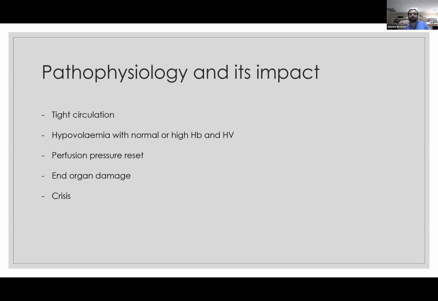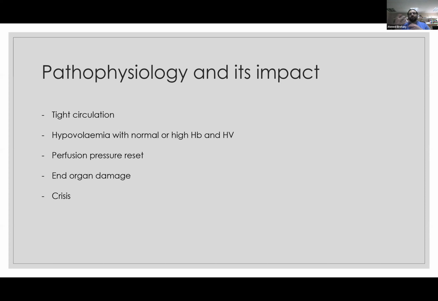The pathophysiology and the impact of this pathophysiology on us from pheochromocytoma, we need to focus on. So continuous catecholamine release in the circulation will lead to continuous vasoconstriction. That means tight circulation. All the blood vessels are at maximum contraction. And when that happens, the body will respond by decreasing the blood volume. So we have a hypovolemia.